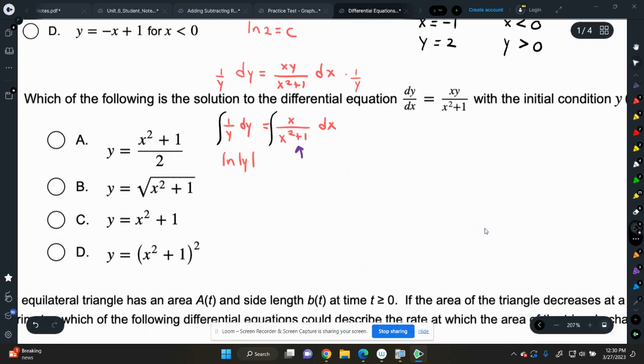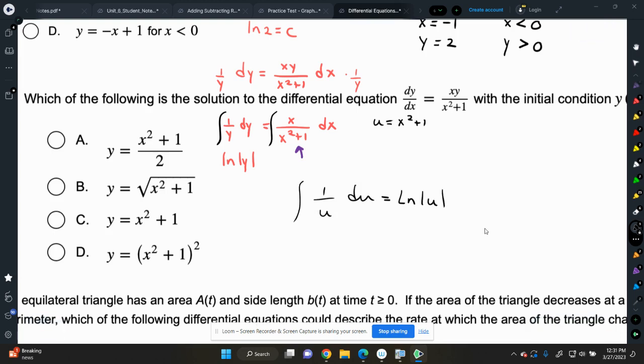So what I'm going to do is that u substitution. I'm going to say let u equal x squared plus 1. And my goal here is to get an integral of 1 over u du, because we know the integral of 1 over u du is the natural log of u. That's my goal. So let u equal x squared plus 1. Then du would be 2x dx.